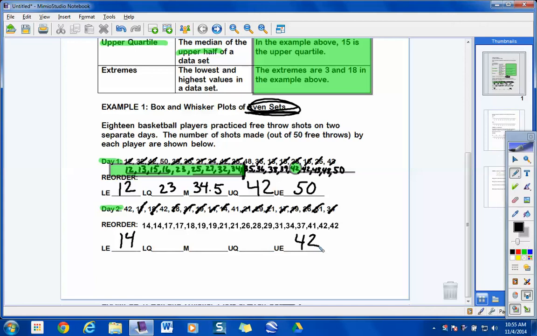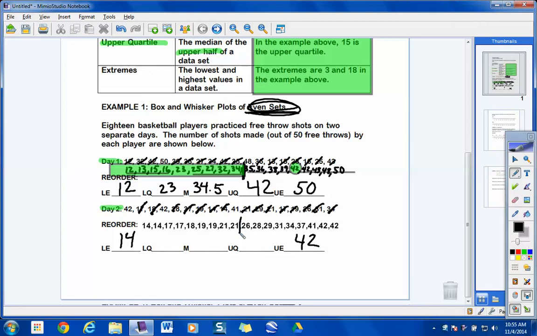So will the median be generated or will it just be listed there? Generated. So what two numbers am I generating that between? 5, 6, 7, 8, 9. So between 21 and 26. So 21 and lower is the bottom half, right? 26 and above is the upper half.